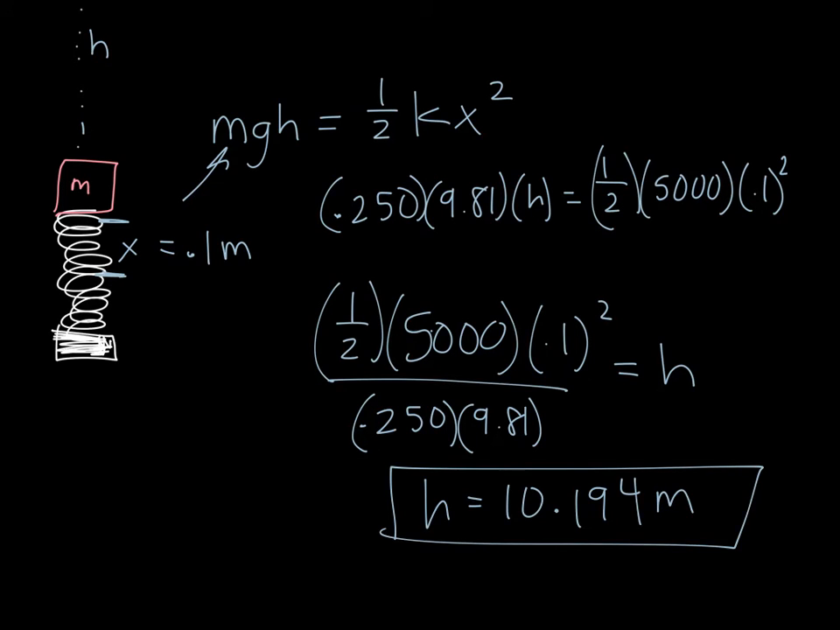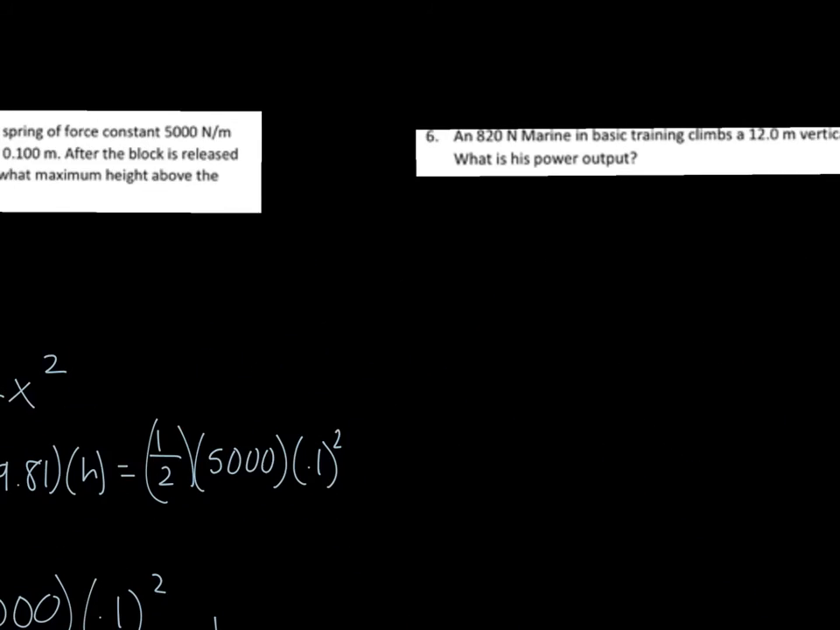So, and that is question number 1 on the study guide. Over here we have question number 6. This question is a power question. It says, an 820 Newton Marine in basic training climbs a 12-meter vertical rope at a constant speed in 8 seconds. What is his power output?